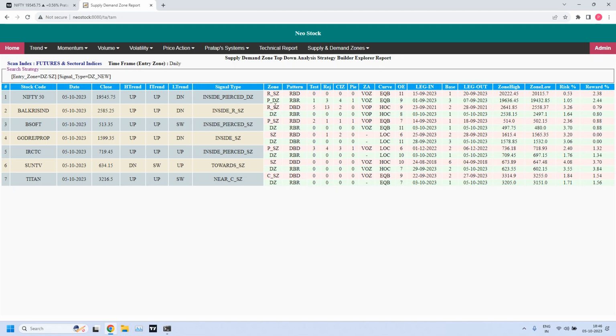How do you know this zone is newly created or it is already inside some other zone? Look into the legout date. If the legout date is today's date, it is a newly created zone. If it is not today's date, probably our newly created zone is inside this demand zone. Because my reports will be showing the most recent zones. Recent means the nearest zone for today's price will be shown.